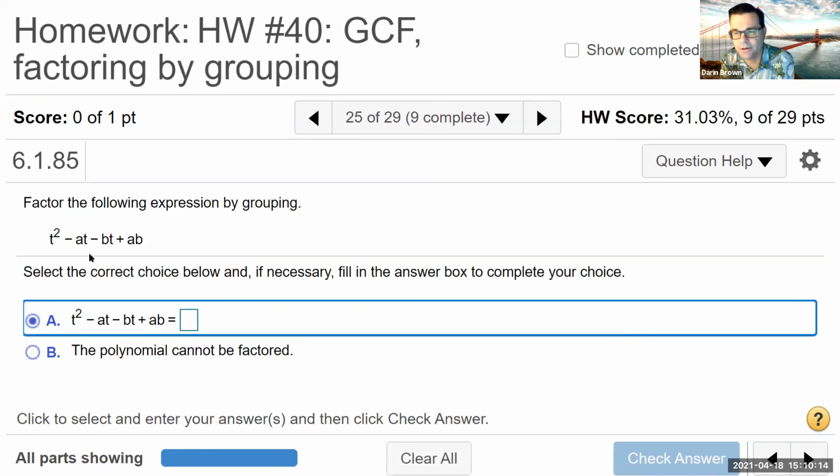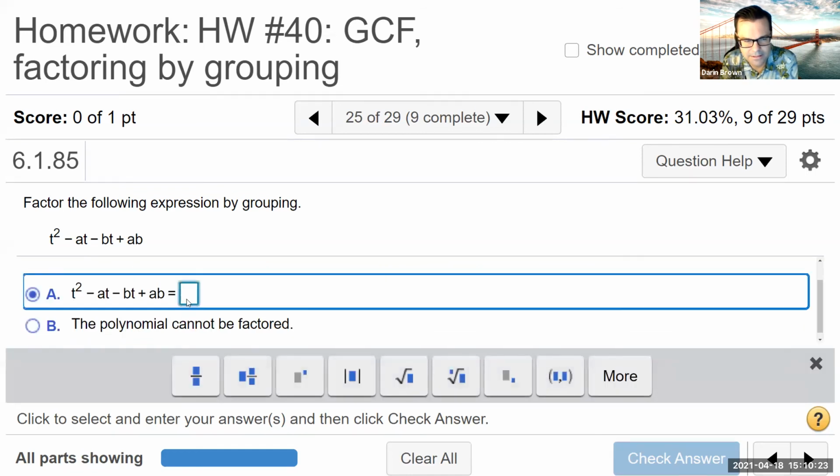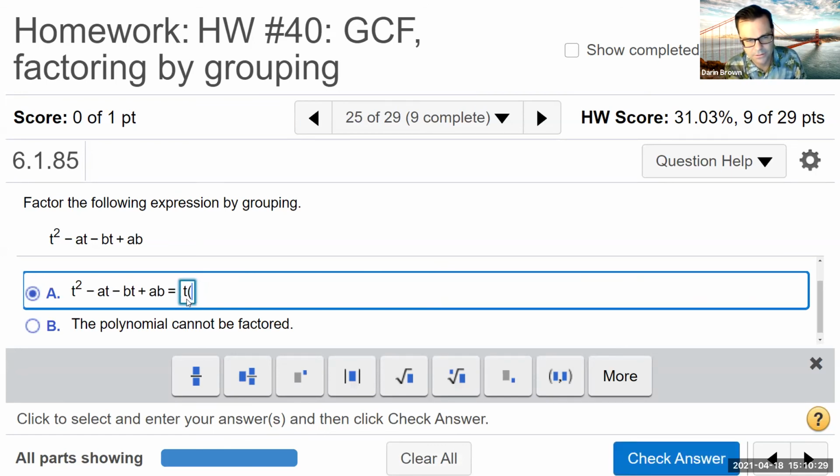Now this one has 3 variables. So far we've only seen ones with 2, but it's the same idea. It doesn't matter how many variables it has. If I look at the first 2 terms, t squared minus at, there's a GCF of t. So let's try that. Left with t minus a. And then from the second 2, minus bt plus ab, I could factor out a plus b. Or actually, let me factor out a minus b.